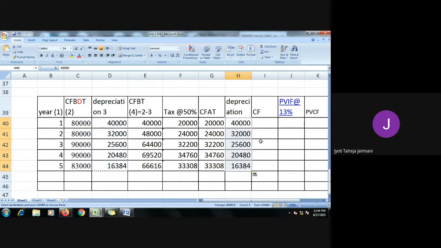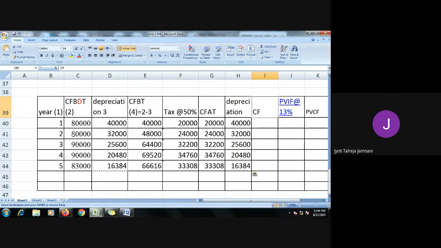Why we are writing the depreciation again? Because depreciation has to be added back to the cash flow after tax to get the cash flows. Why are we adding it back? Because depreciation is a non-cash expense. That means we don't pay the money to anybody. So it cannot go out of the cash flow. Cash is not going out of the business.